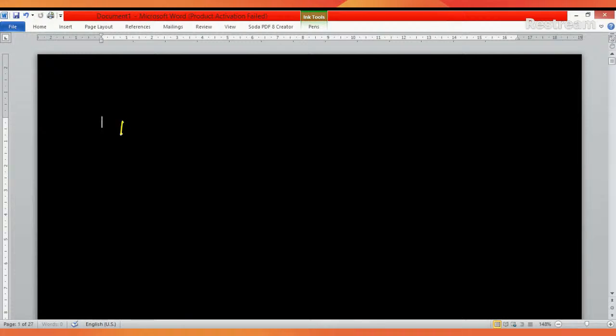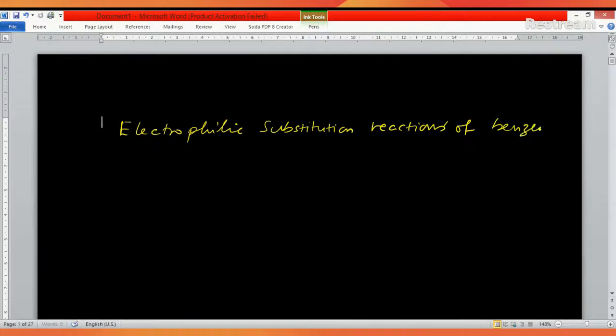In today's class, we are going to talk about the electrophilic substitution reactions of benzene. The following topic might be helpful in understanding the electrophilic substitution reactions of benzene at the beginner level.